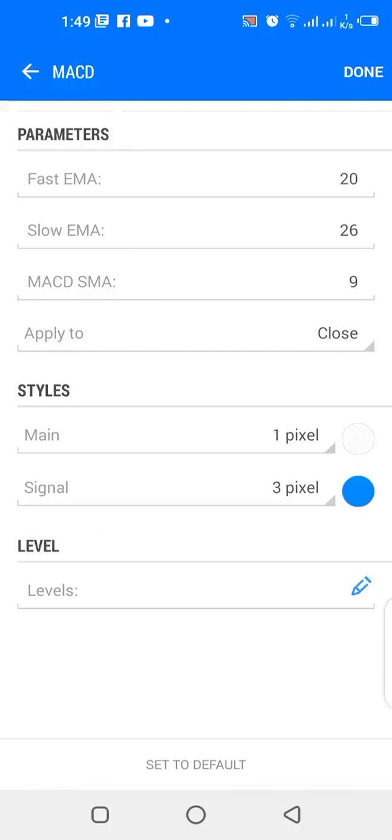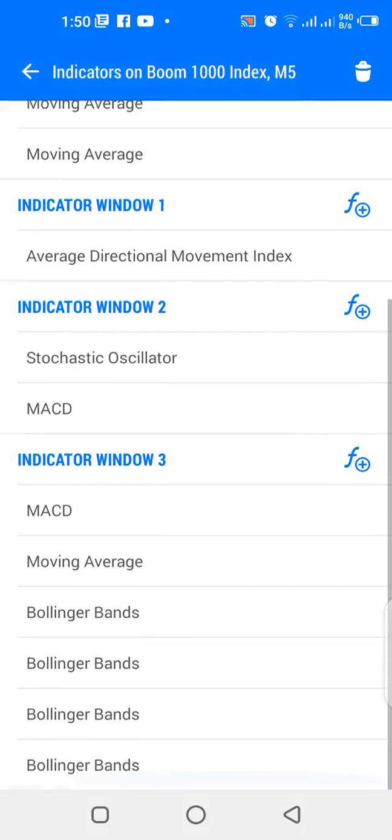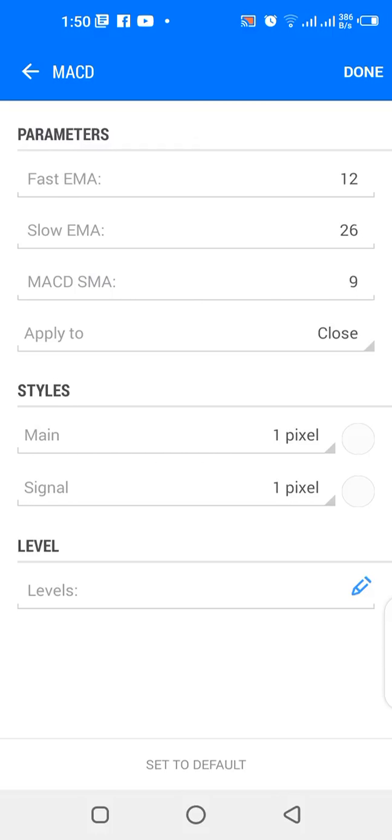For the MACD, we have fast EMA to be 20, slow EMA to be 26, MACD SMA to be 9, apply to close. The main style color is expected to match the background color of your chart, and the signal style color is blue. Now for the last indicator window, which is indicator window 3, the indicators are MACD: the fast EMA is 12, the slow EMA is 26, MACD SMA is 9, apply to close. The color of the main and signal style will match the background color.